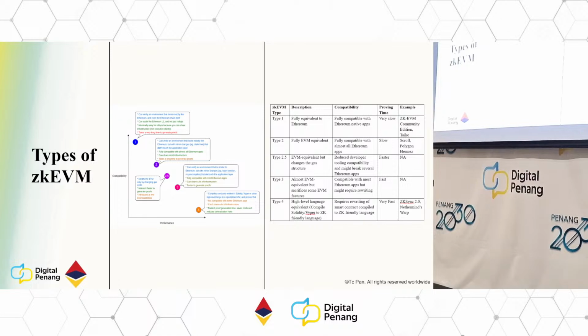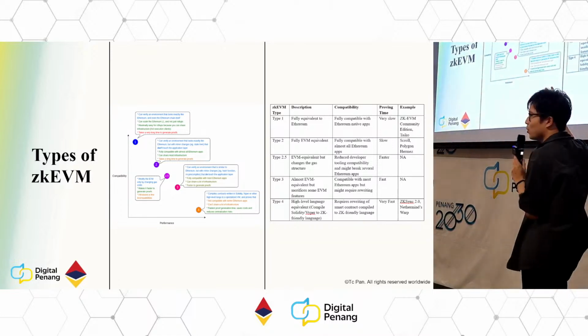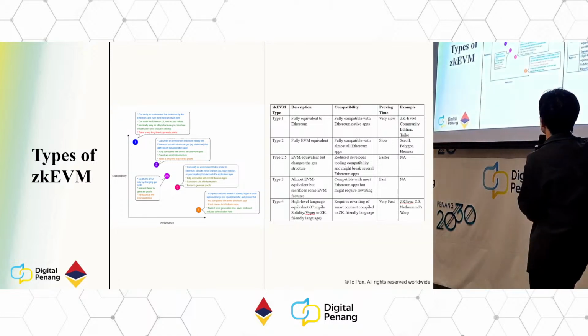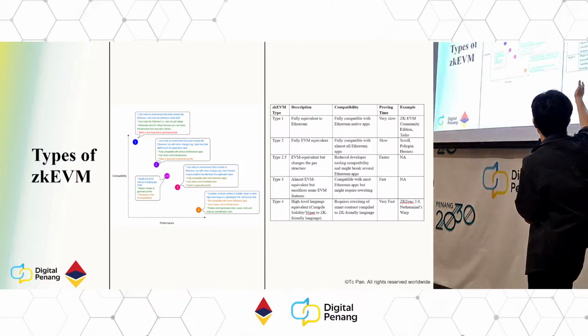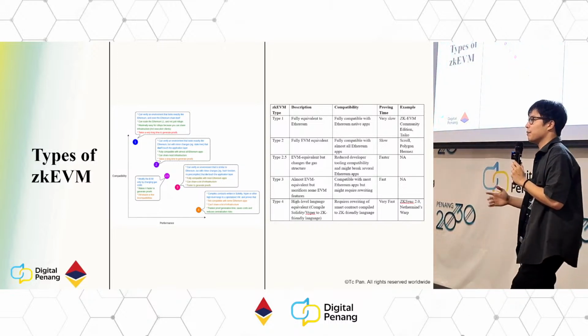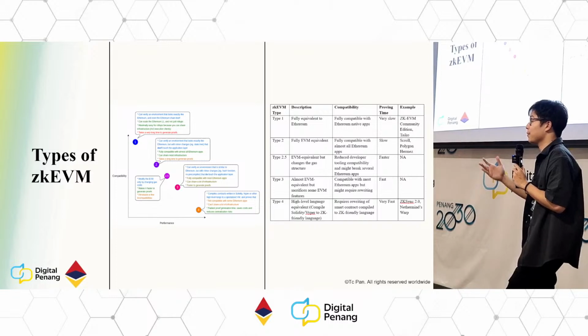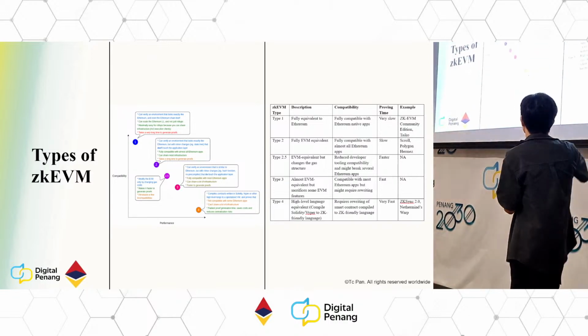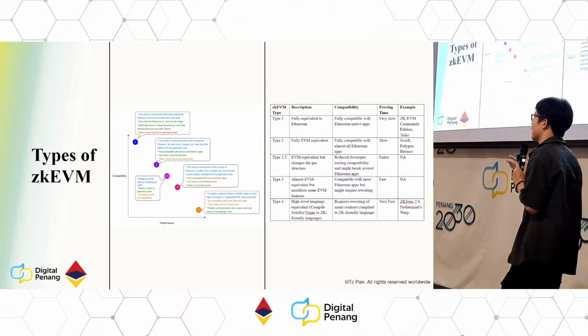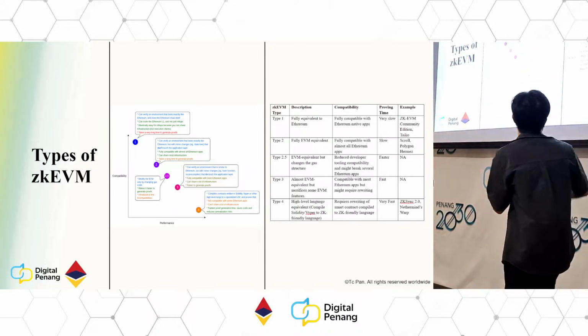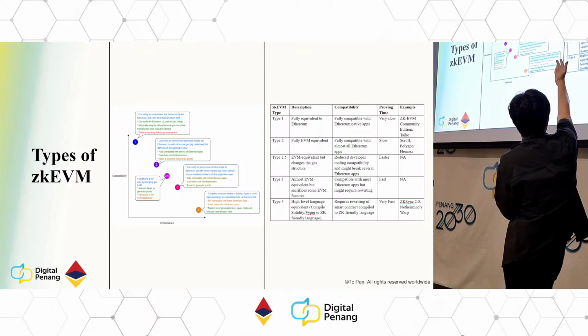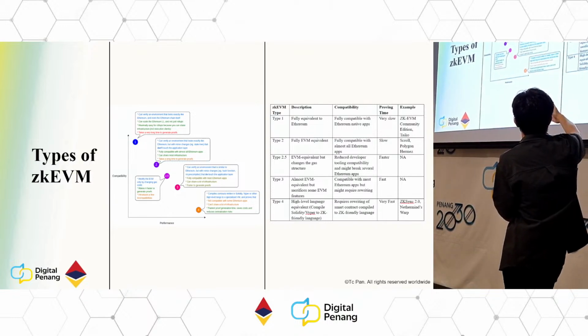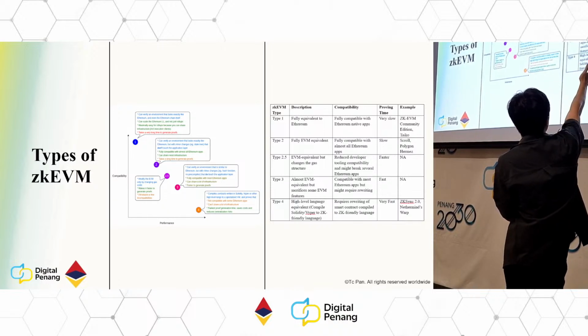So these are the types of ZK-EVMs. I will not go deep into it, but just provide a basic overview. As we know, there are multiple variations of ZK-EVM on the market right now, and each of them serves a different purpose, although they each come with their own advantages or downsides. Basically, these are all the ZK-EVMs right now that can be categorized into 5 types. And these are all their features.